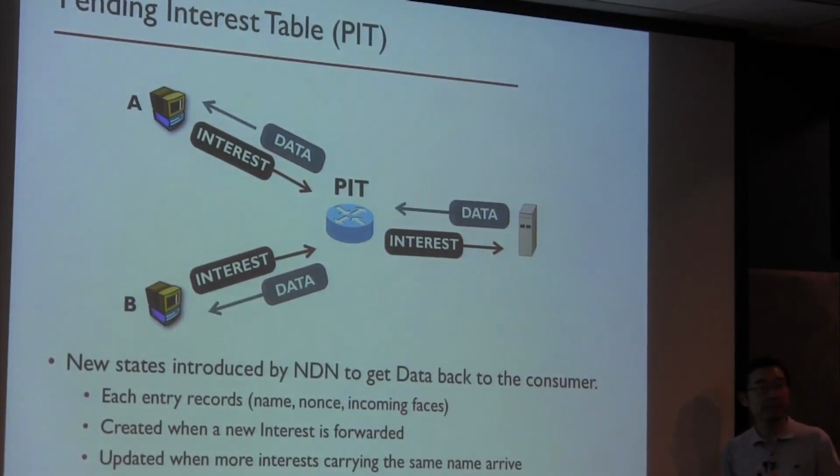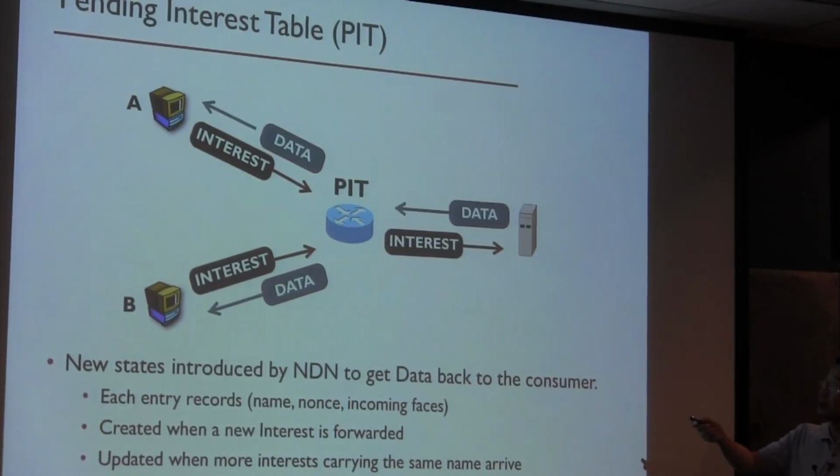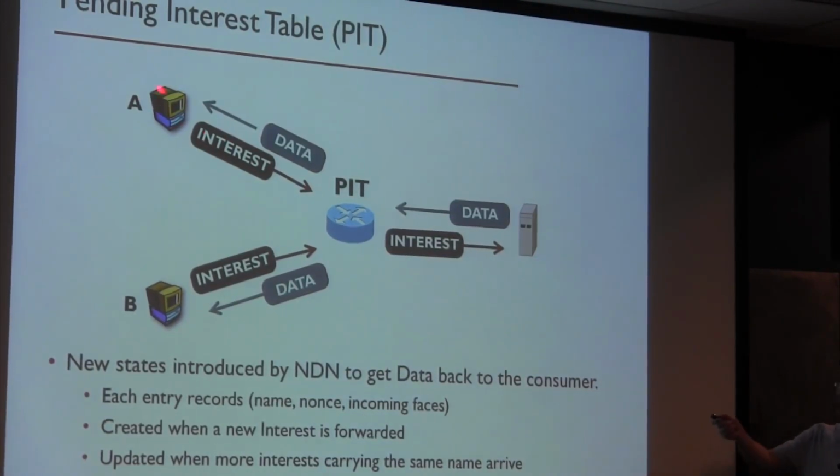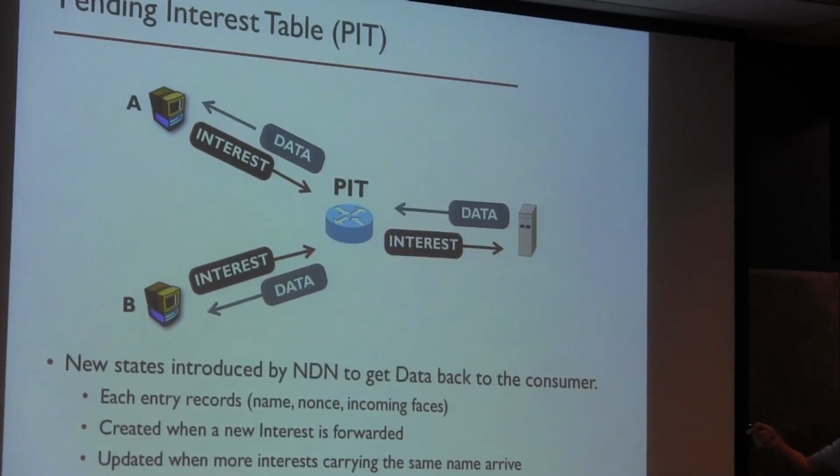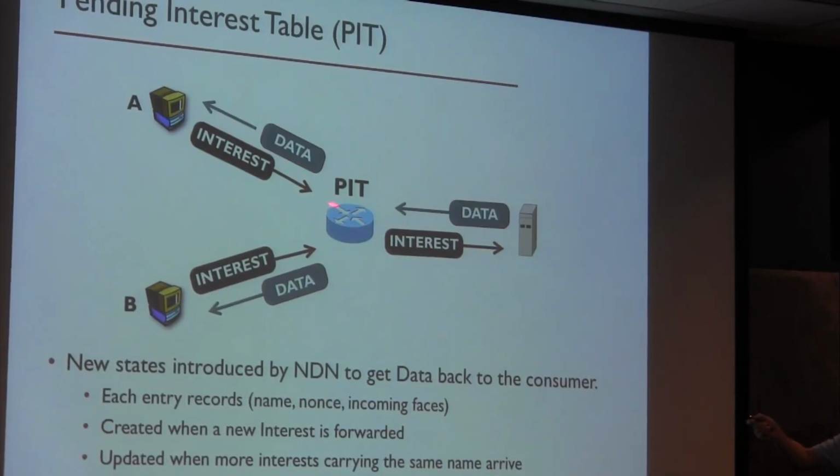So the third table, and also very important, is called the pending interest table. I don't have animation here, but I just illustrated the flow. We have two consumers here, we have a producer here, and we have a router in the middle. When the first interest arrives in this router and this router forwards it, it will write a PIT entry in the table saying, I have forwarded this interest, and the one requesting it is on this interface. So later on, when the data comes back, I know it's this interface I should send the data out. I don't send data to this interface.